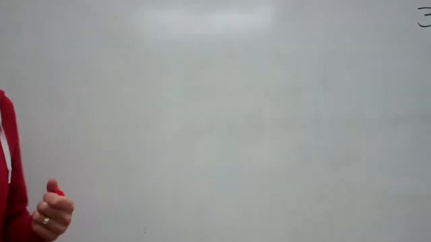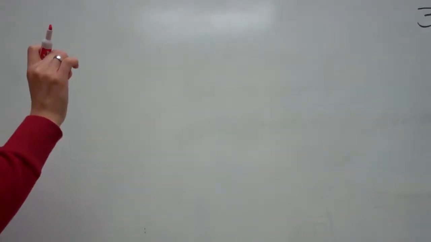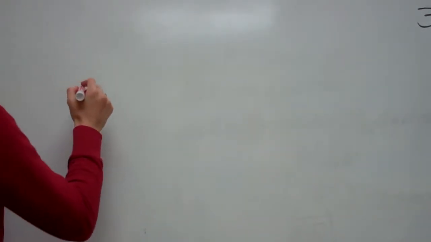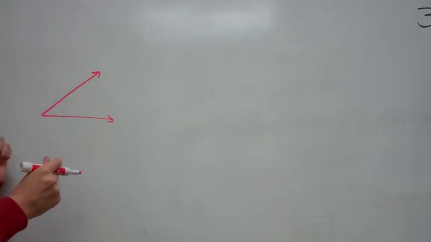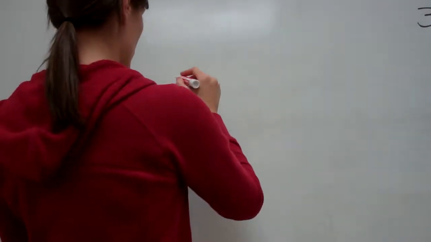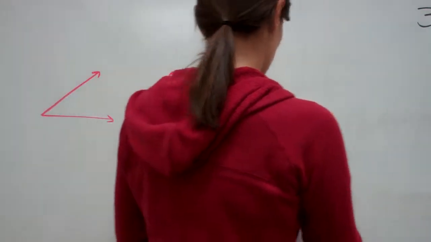Angles. Alright, I'm going to draw 4 different angles up here, and we're going to talk about them. Draw these on your paper as best as you can. Just like me. Try to do it just like me. I can't see him though. Okay, I'm moving.